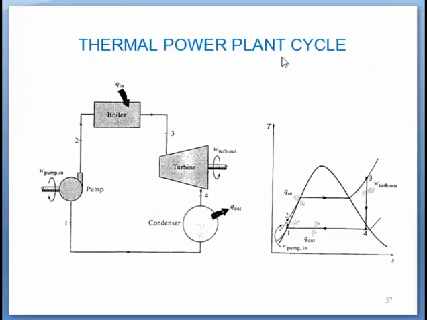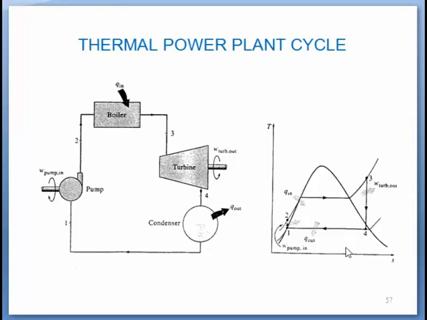A thermal power plant works on the modified Rankine cycle. Here we are just showing the simple cycle. The details of the Rankine cycle will be dealt with in coming classes. Here you can see the boiler where heat is added, the turbine is the work producing device, the condenser is where heat rejection takes place, and the pump requires some work input to pump condensate or feed water from the hot well to the boiler.